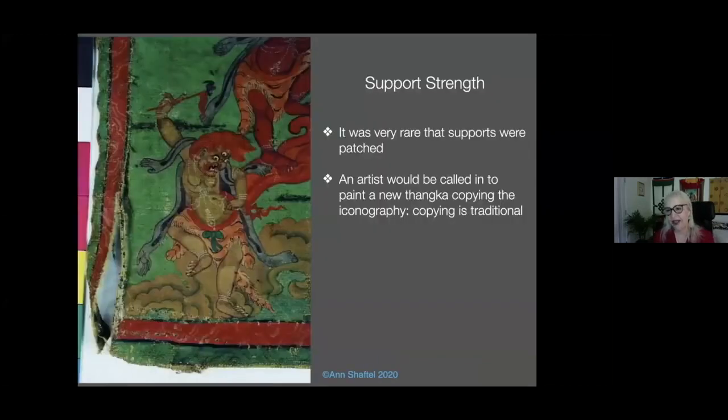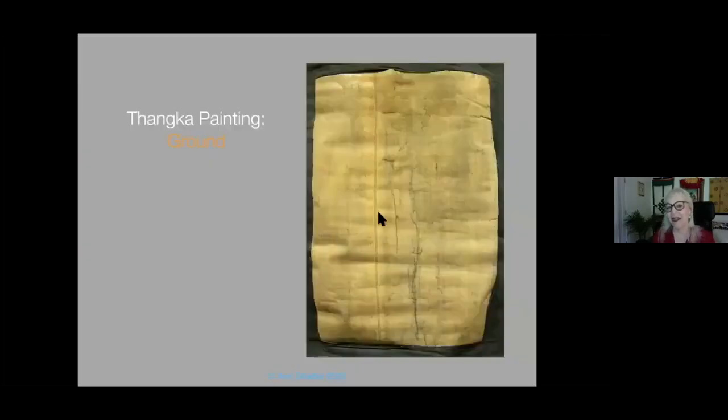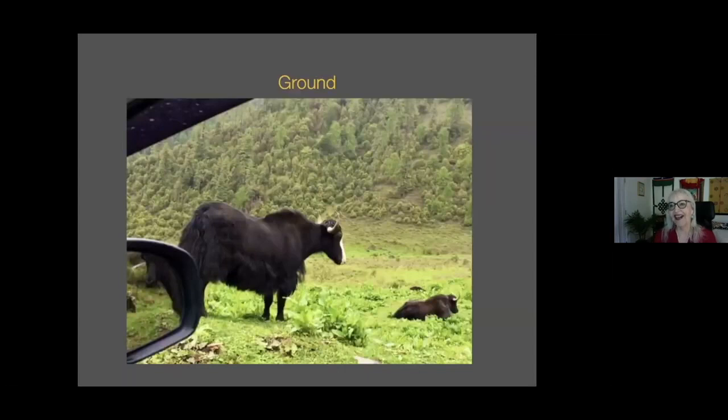Because of the rolling and unrolling and the weakness in thangka supports, it was rare that a thangka would be patched traditionally. A painter would be called in when it became unworkable, to paint a new thangka with the iconography. Copying is within the tradition. You often get tears in the supports along the seams. Again, on the support, ground was applied. Traditionally, yak hide glue.